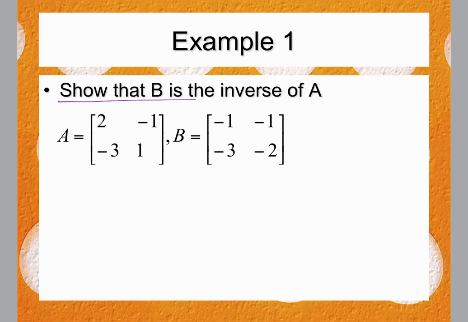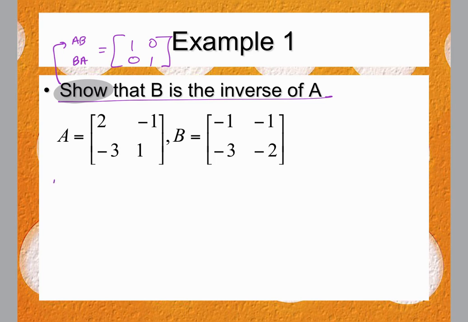The instructions say show that, right? This is already saying B is the inverse to A. But in order to show it, show literally means prove it. And prove it means do A times B and B times A. And both times you should get the result of 1, 0, 0, 1. So it's like you already know the answer. You just got to prove it.